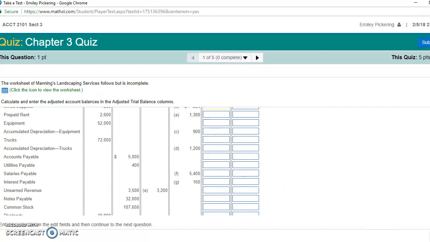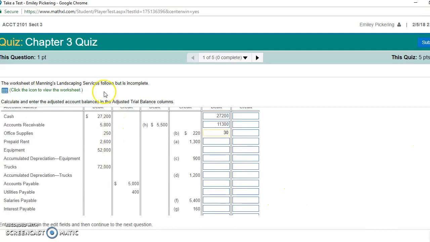Prepaid rent, I started with 2,600 on the debit side. It normally sits on the debit side, it's an asset. And I am crediting 1,300, so I subtracted 1,300 here. So I'm going to do that. Equipment, that will not change. You'll never see an adjusting journal entry for equipment.